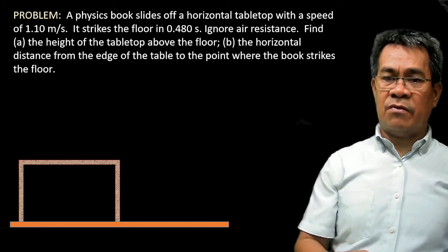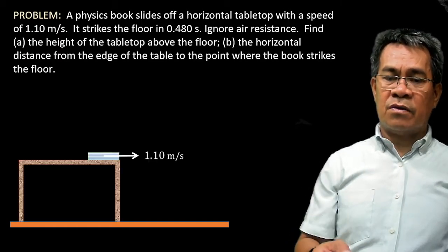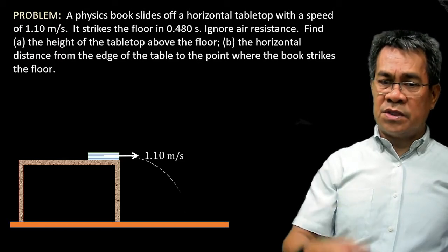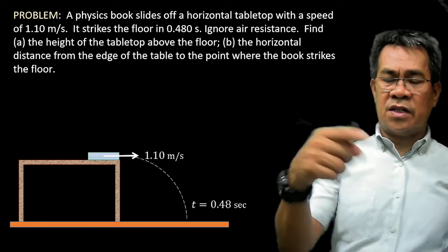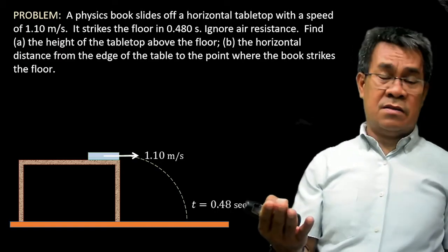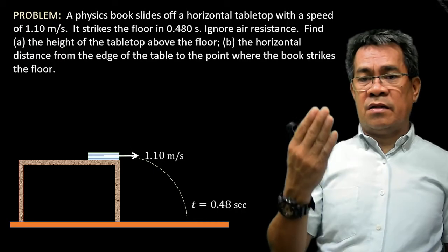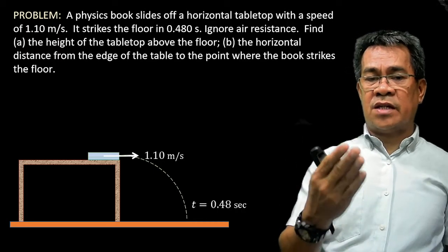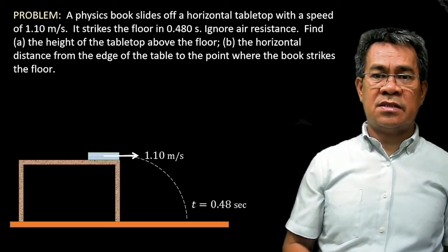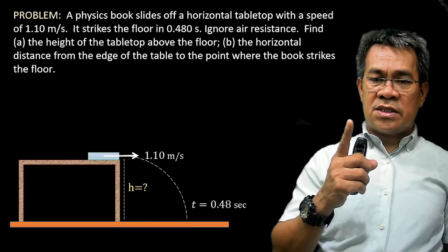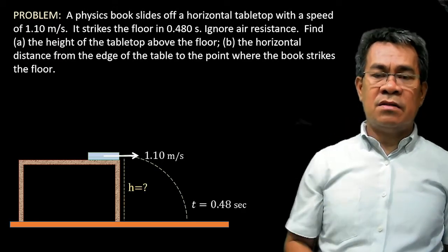So we have the table, and we have the book with an initial velocity of 1.10, then it moves downward in a trajectory which, remember, is a parabolic curve. The book strikes the floor at a time of 0.48 seconds. Then the question is, what is the height of the table? Solve it.